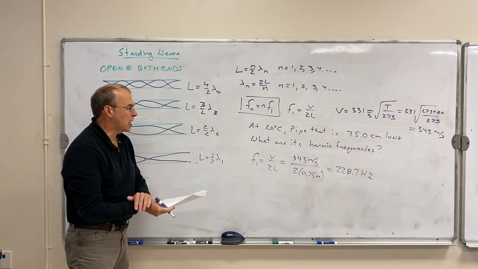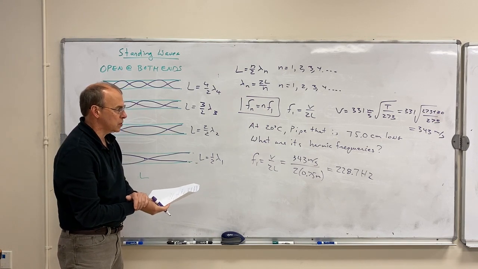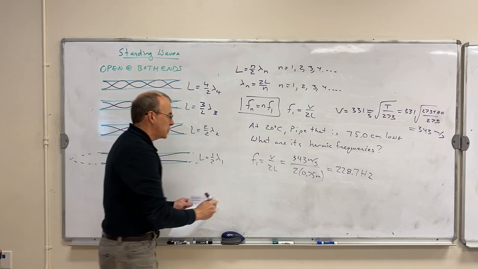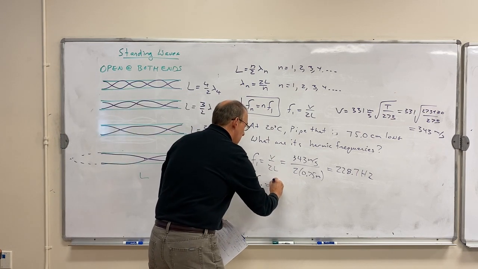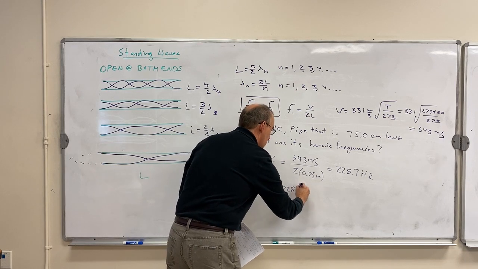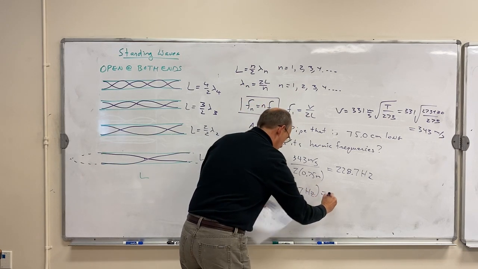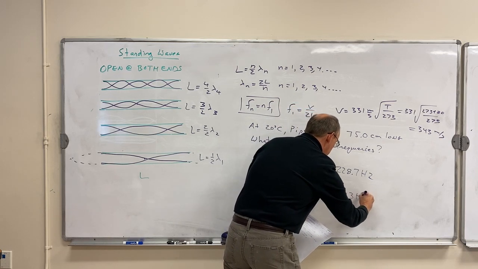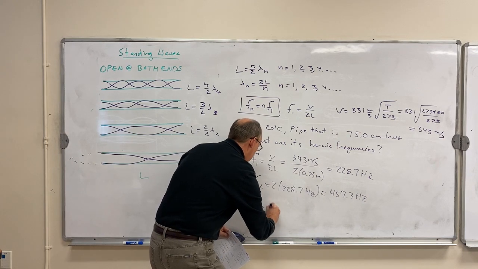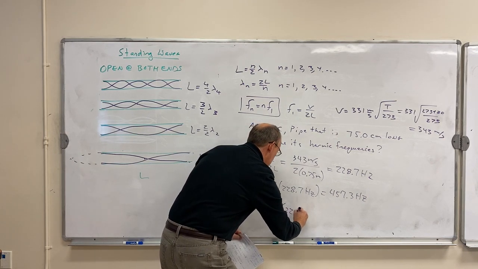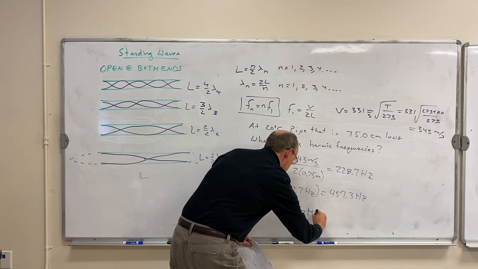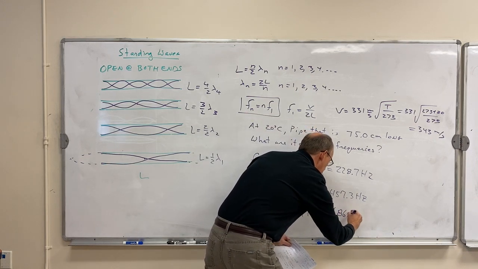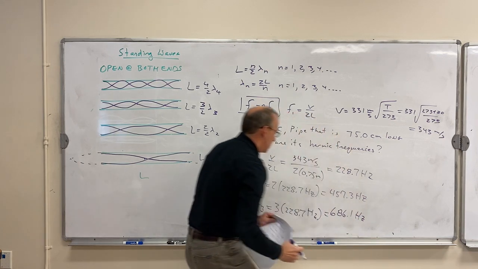So that's close to the A below middle C on a piano. The A below middle C is about 220 hertz. F2 would be 2 times that, which is 457.3 hertz. F3 would be 3 times that, 686.1 hertz, etc.